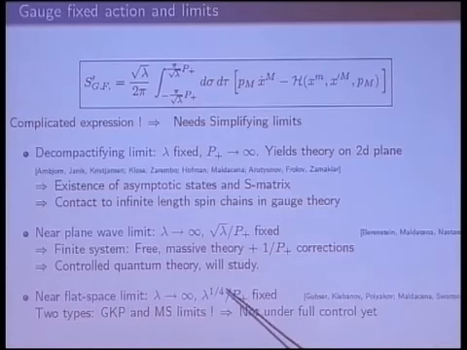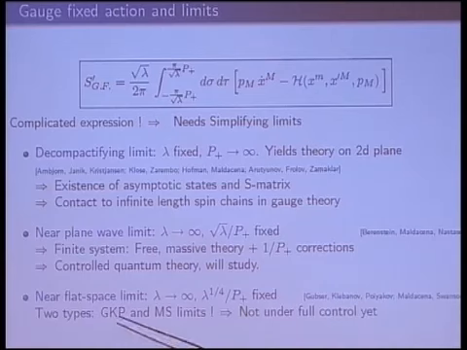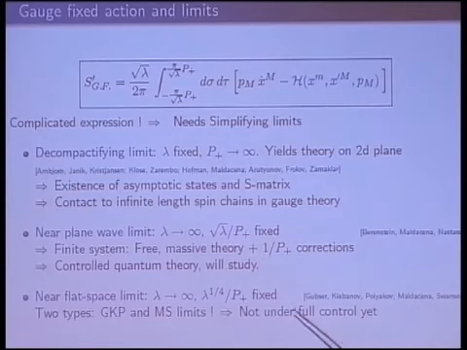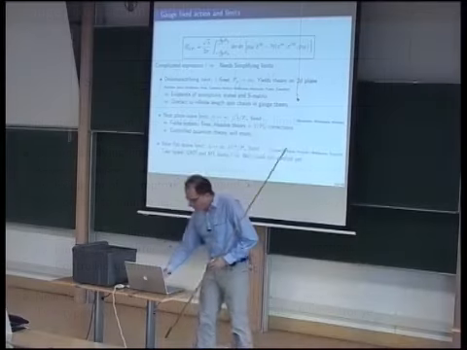Another set of limits is the near flat space limit. So you take lambda to infinity, but lambda to the 1/4 over p plus fixed. There are actually two flavors of this. One is the true near flat space limit, which limits to flat space, which is due to Giombi, Klebanov, Polyakov, the first results there. And then there's the Maldacena-Swanson limit, which Thomas Klose was talking about, which only takes the left moving or right moving degrees of freedom, and is not under full control yet. Mostly it applies to this piece here.